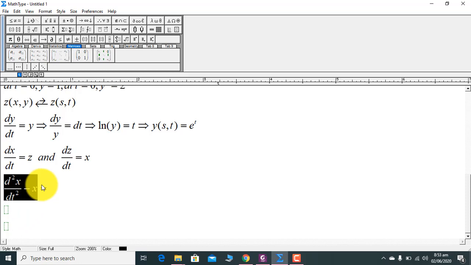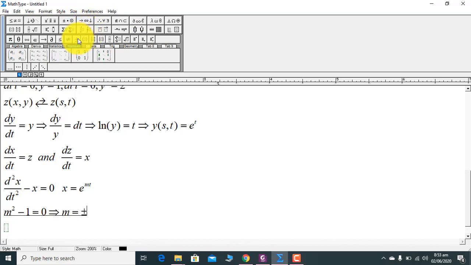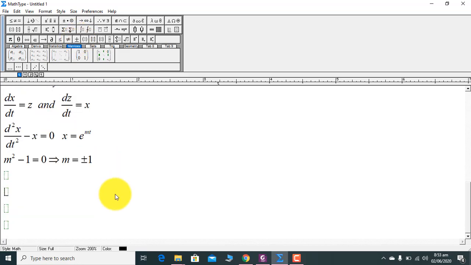So now this is a linear second order ordinary differential equation, and if you remember, put x equal to e to power mt. So the auxiliary equation is m square minus 1 equal to 0. So the values of m are plus minus 1.